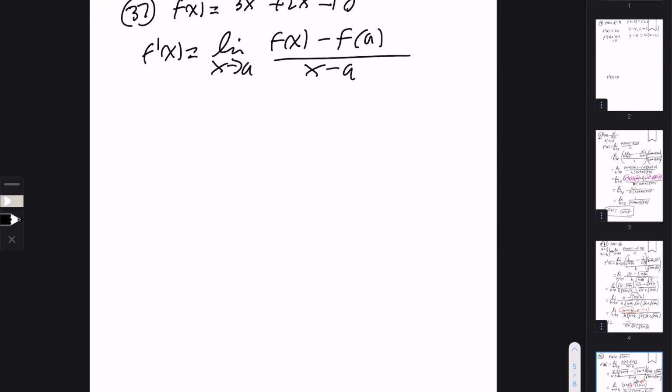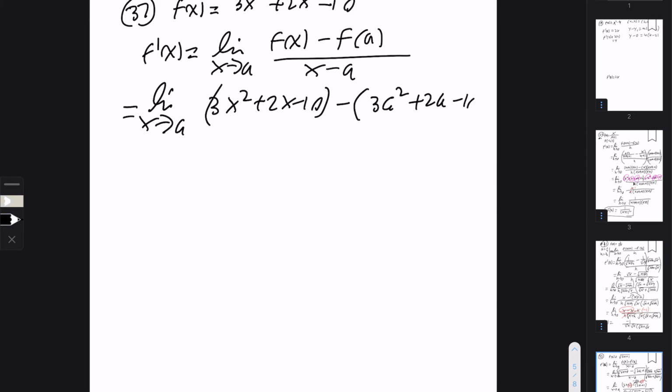Apparently I've chosen definition number 1, and this is going to be a pain, but that's okay. Last one. This says take your original function. I can do that. 3x squared plus 2x minus 10. Then it says plug a into your original function. And you're subtracting that whole thing, so parenthesize it, please. All over x minus a. And as usual, if you let x approach a, that's going to be 0 over 0. So we need to factor and cancel.